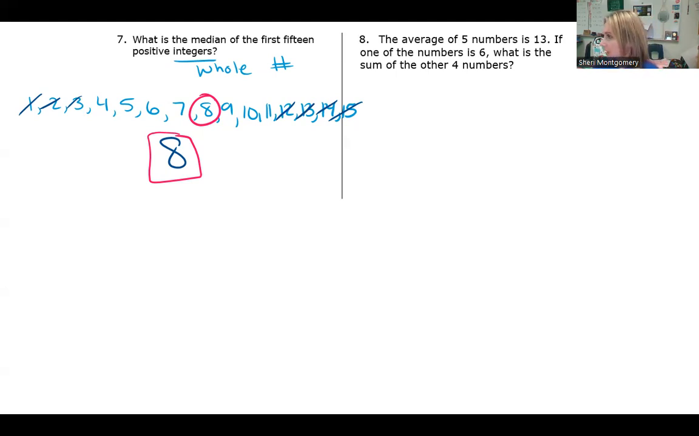That is a great way. So on yours, you're not going to have the first 15. You're going to have the first something else. Might be the first 5, the first 9, the first 11, the first 7, the first something. Write it out and figure out which one's the middle.